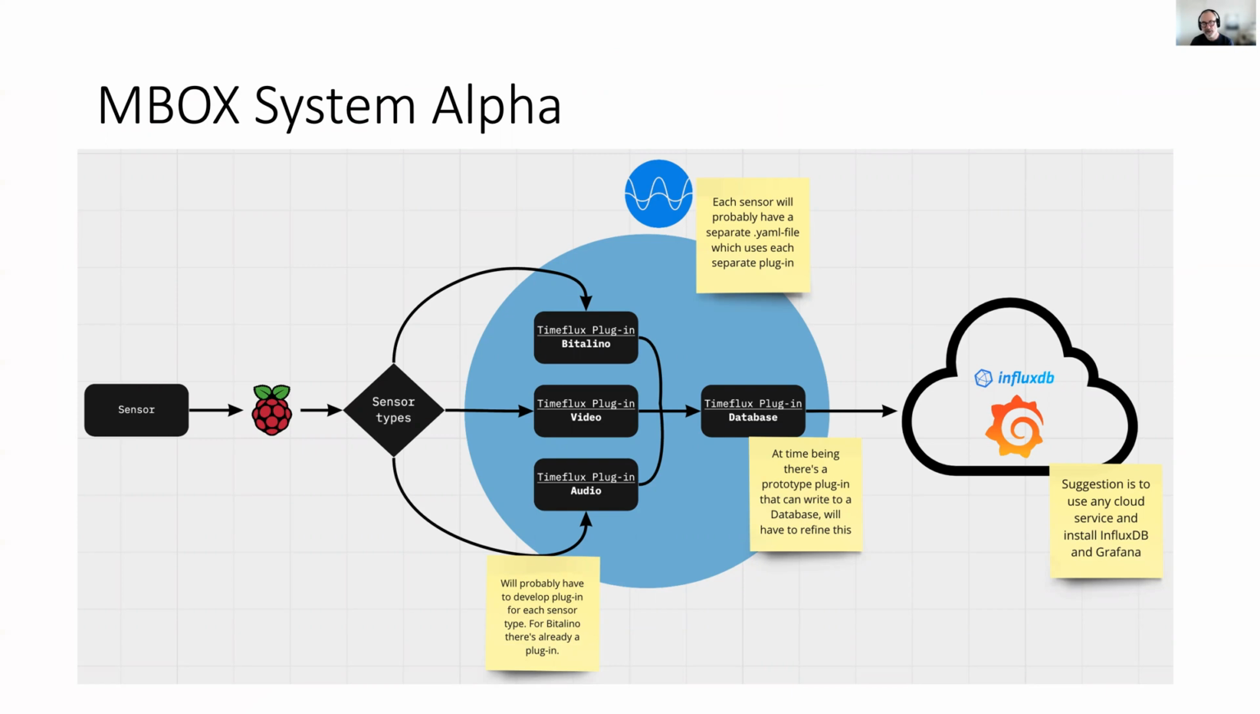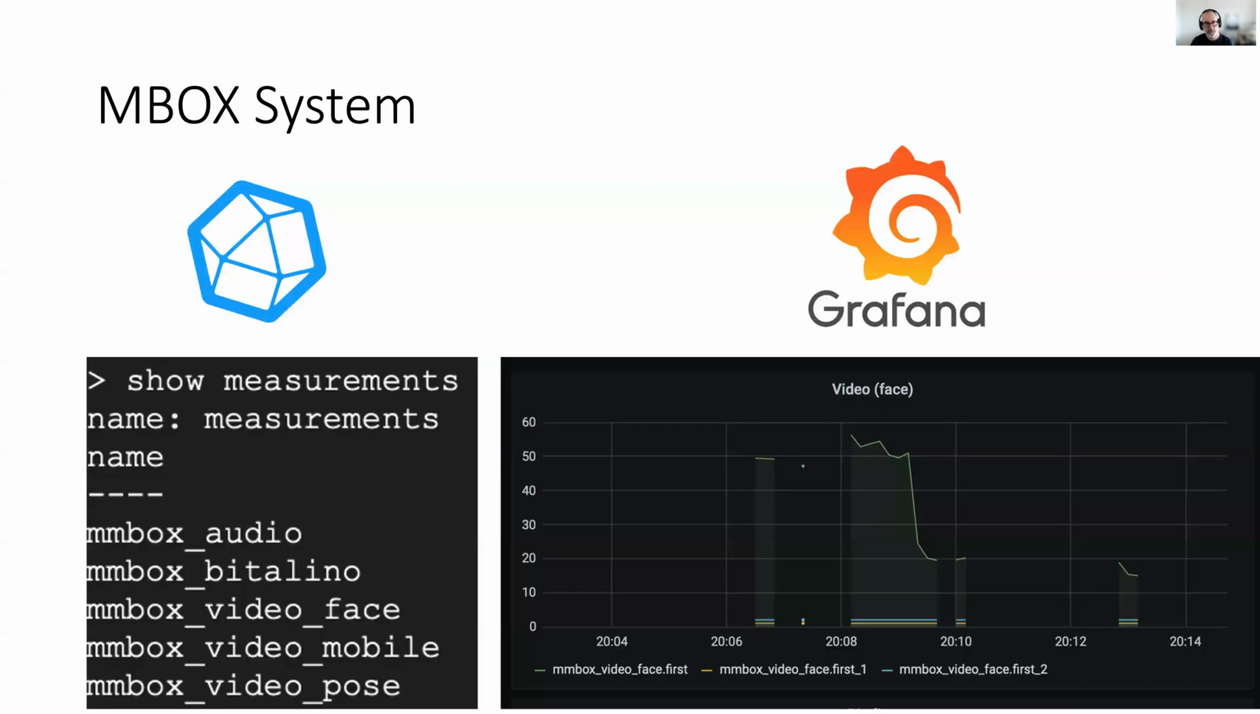So we have a sensor that goes to the Raspberry Pi. We have different types of sensors. We used Bitalino, which is an open source biometric system. We did different types of computer vision with video and different types of audio. They were streamed to TimeFlux or straight to Influx and visualized in Grafana. This is the MBOX system, and what you can see running on the cloud are different measurements, and then a visualization in Grafana, in this case capturing the faces.